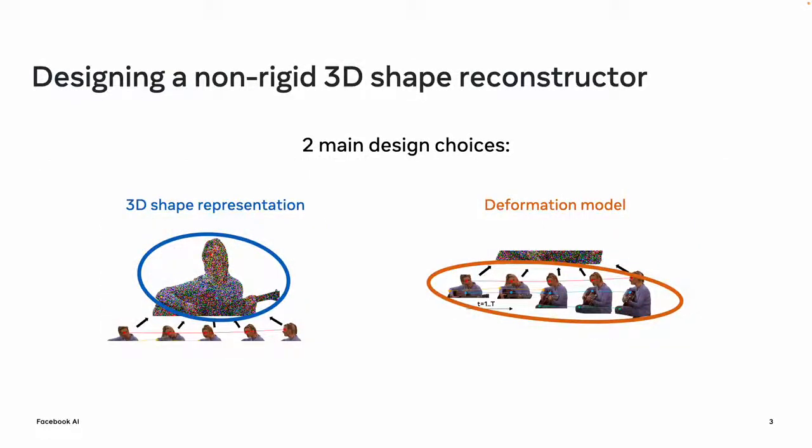So this is essentially a 3D shape reconstruction, non-rigid 3D shape reconstruction, which entails two main design choices. First, selecting the suitable 3D shape representation, and then also a deformation model.